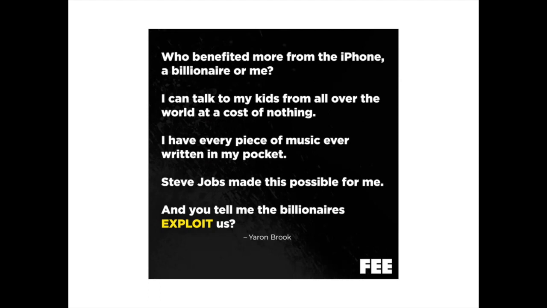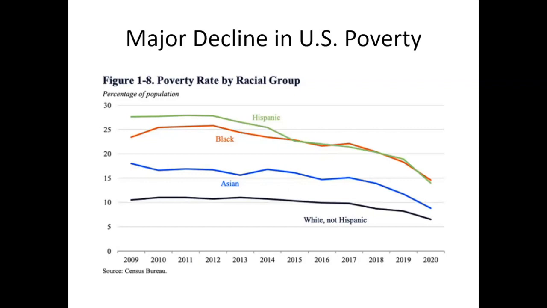Now, one of the things I said I would highlight was the major decline in poverty in America in the last few years, particularly among Hispanic and Black households. And here it is. The green is Hispanic, starts in 2009, goes to 2020. Green is Hispanic, orange is Black, Asian is blue, and non-Hispanic white is black. Notice that starting around here, it really starts coming down for both Black and Hispanic.